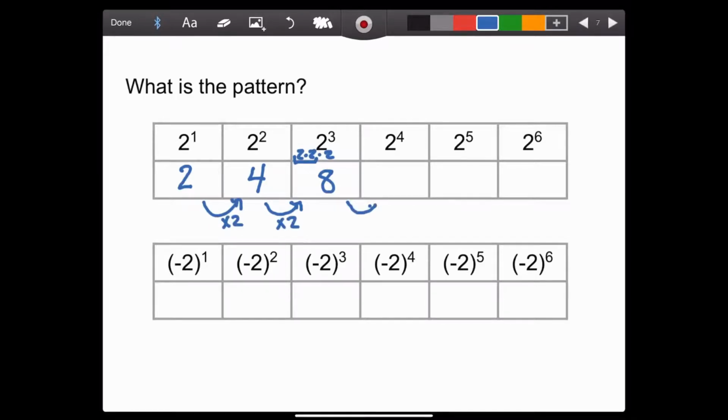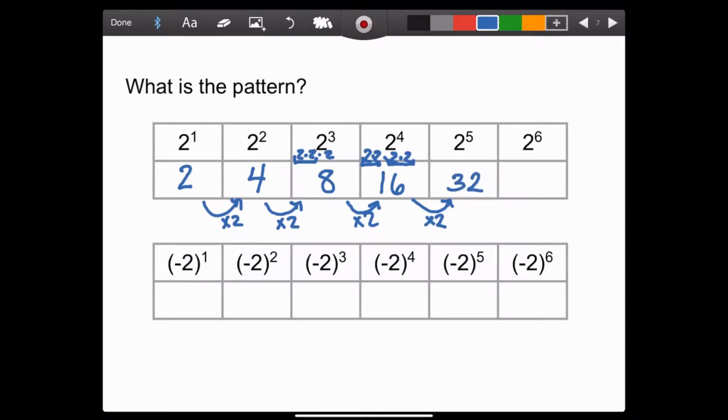So to get from here to here, we multiply it by 2, right? So 8 times 2 is 16. Or you can see it as 2 times 2 times 2, which is what we had before, and then times 2. You're just multiplying another 2. All right, so to get from here, 16, to this next one, I would have 16 times 2. So 16 times 2 is 32.